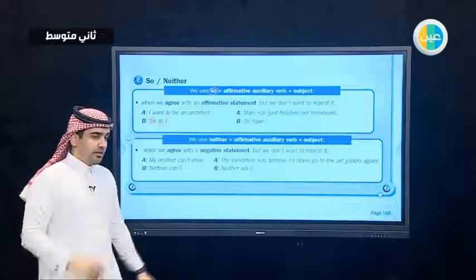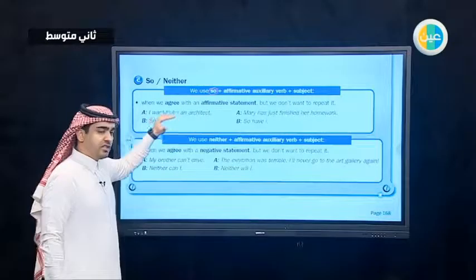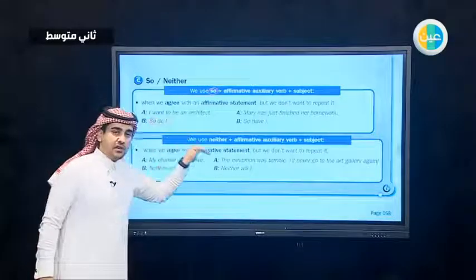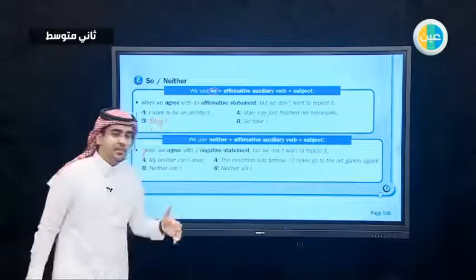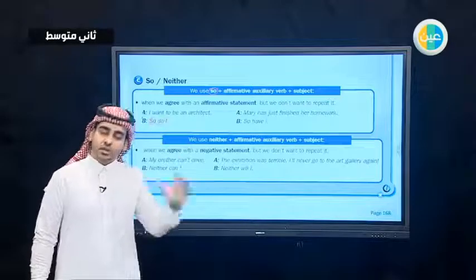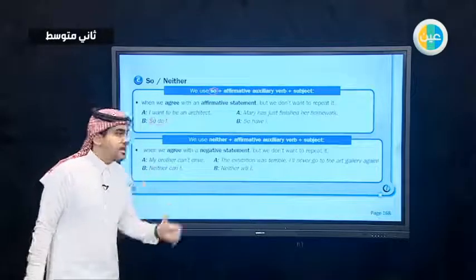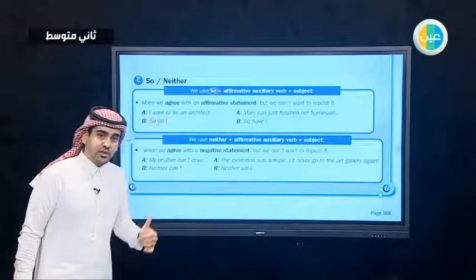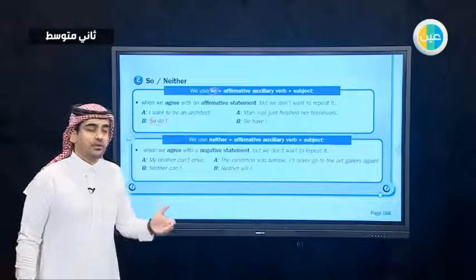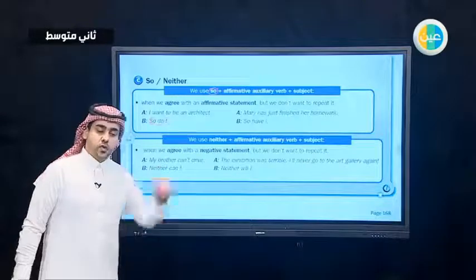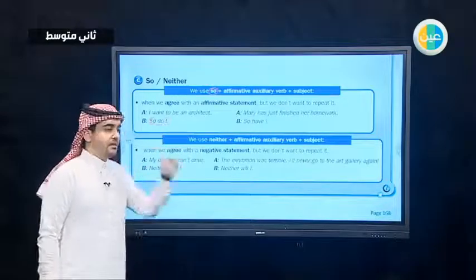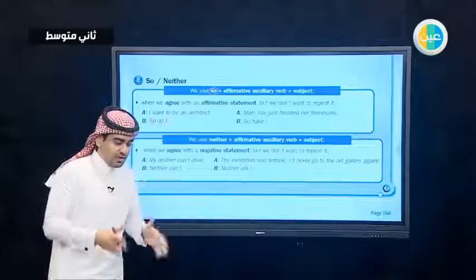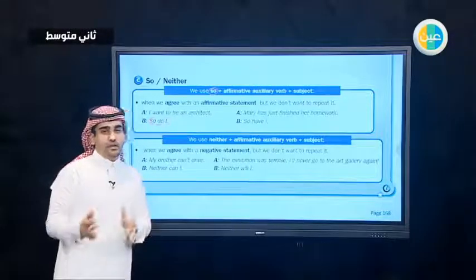There's also one more thing. We need to follow the statement's tense. Okay. So if the statement is in the past tense, we need to agree in the past tense. If the statement is in the future tense, we have to agree in the future tense as well. Okay. And the same goes for the present simple and the past simple and the past progressive and all of them. Okay, you need to agree or disagree in the same tense, okay?